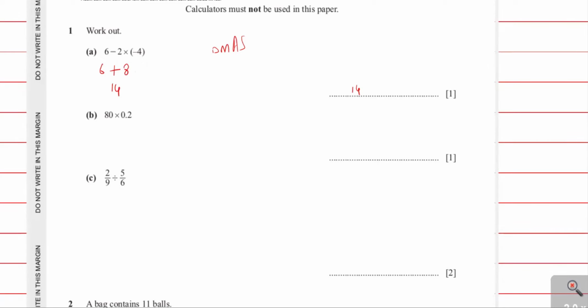Next part B, work out 8 multiplied by 0.2. We will multiply 8 by 2, which is 16. The decimal place here will be 1. Therefore, 1.6 is the answer. We write the 1.6.